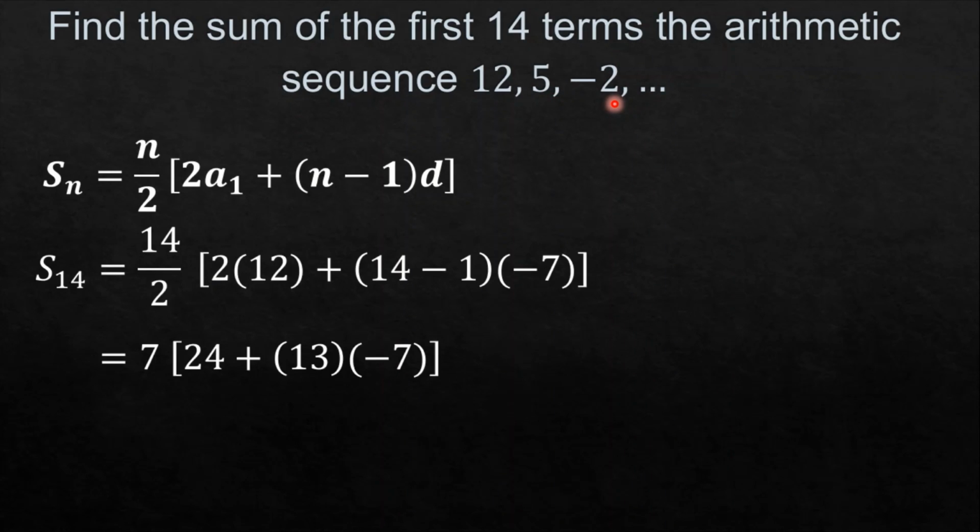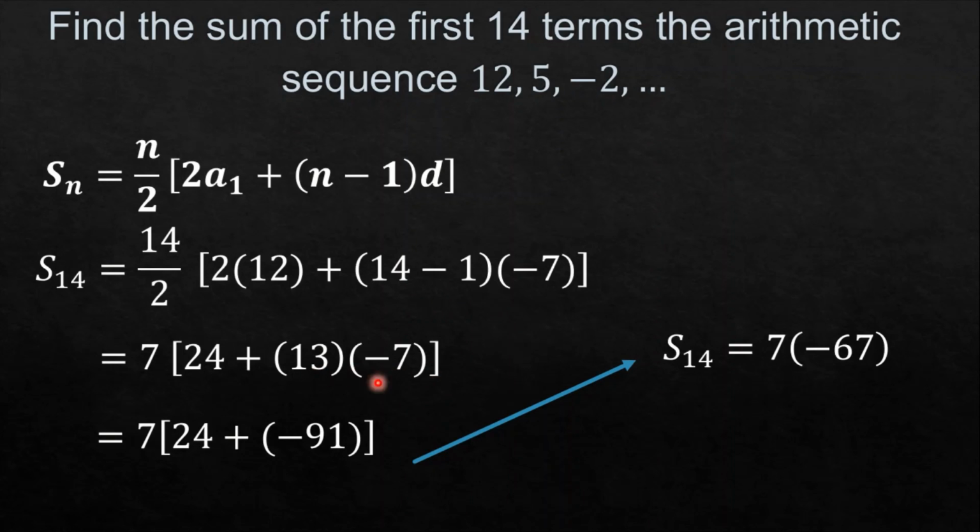So, plugging in these values to the formula, we have the solution. Then, simplifying, 14 divided by 2 is 7. 2 times 12 is 24. Then, 14 minus 1 is 13 times negative 7. Ano ang product nito? That is negative 91 plus 24. Following ang rule natin sa addition of integers, so we have here negative 67 times 7. So the sum of the first 14 terms is negative 469.